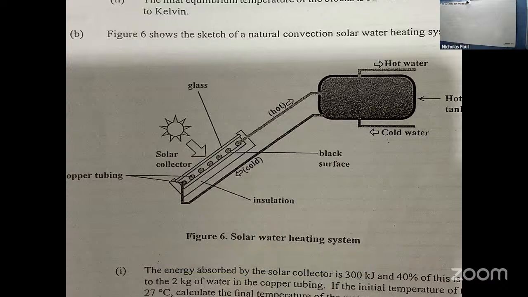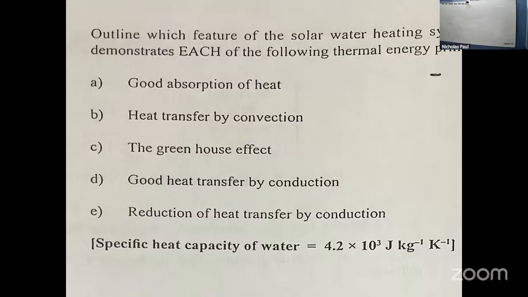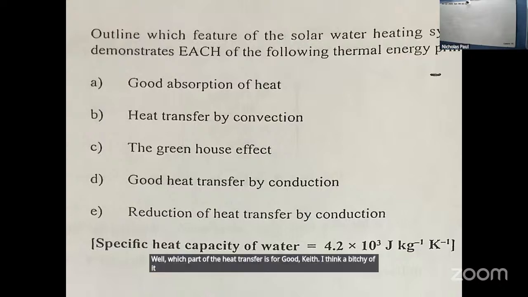What to do? I had to write it down. Well, which part of the heat transfer is for good heat? I'll take a picture of it now, and then we'll go back to the next one. Wait, let us write down the answer.